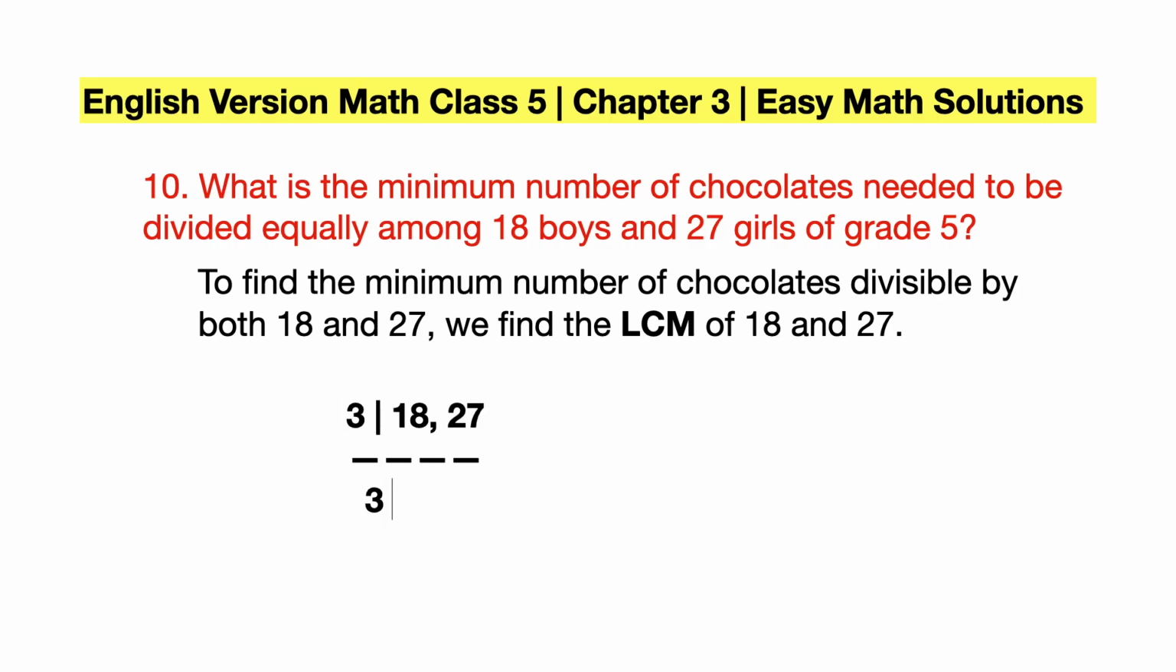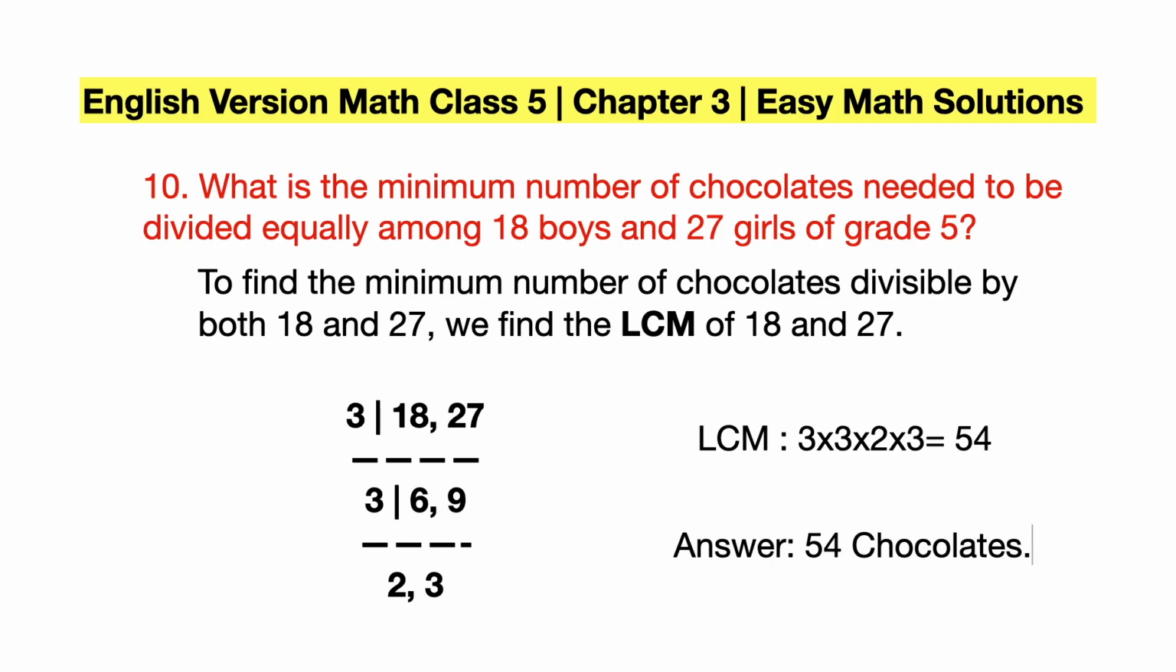We can divide 18, 27 by 3, 3 and 6 and 9, and again divide by 3, 2, 3. Then the LCM we can denote as 3 into 3 into 3 into 2 into 3. That means 54 chocolates. So the answer is 54 chocolates. You can divide 54 chocolates among all the students.